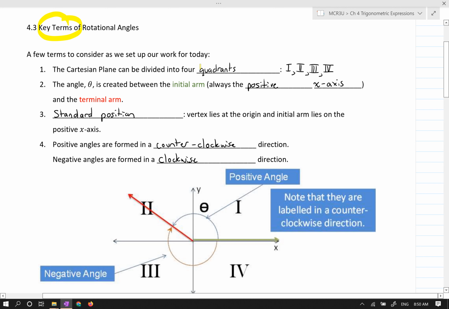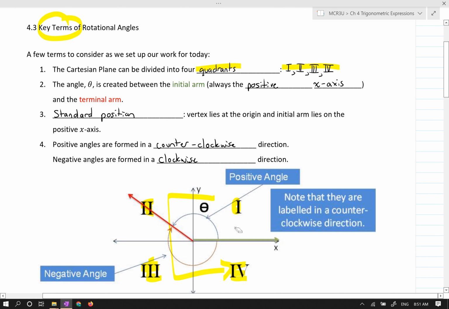So first of all, our Cartesian plane can be split up into our four quadrants: quadrant 1, 2, 3, and 4. We always label them with Roman numerals like this. We always start in quadrant 1 where x is positive and y is positive, and then we go in a counterclockwise direction all the way up to quadrant 4.